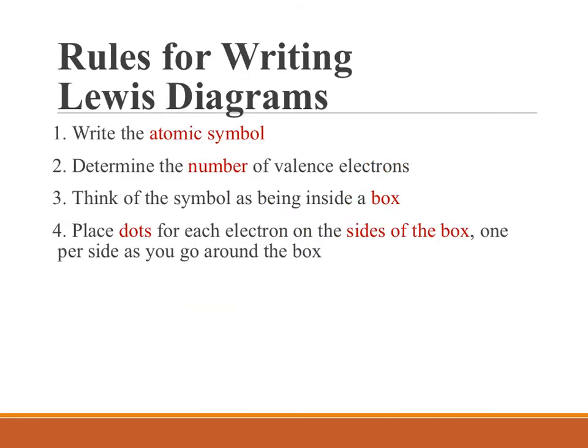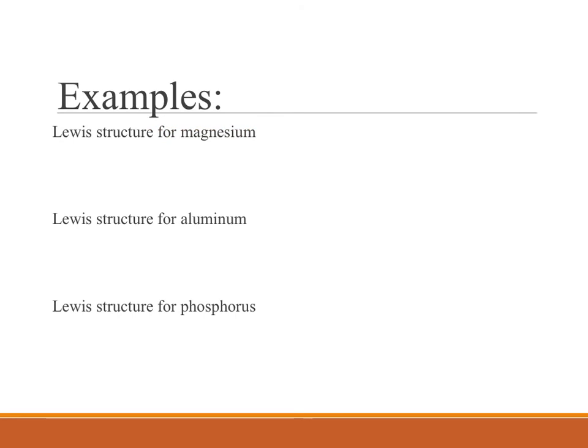So your rules for writing Lewis diagrams are really quite simple. You write down your atomic symbol, pull it right off the periodic table, use the periodic table or electron configuration to determine the number of valence electrons. Think of that symbol as being inside a box, and then place dots for each electron on the sides of the box, 1 per side as you go around. So let's practice some.